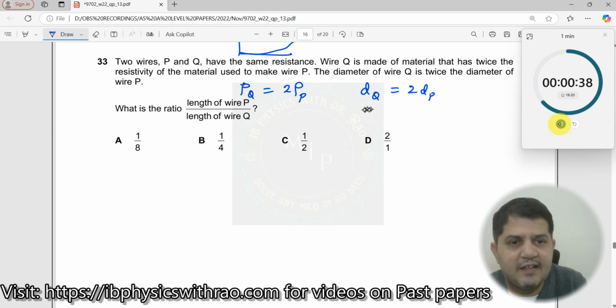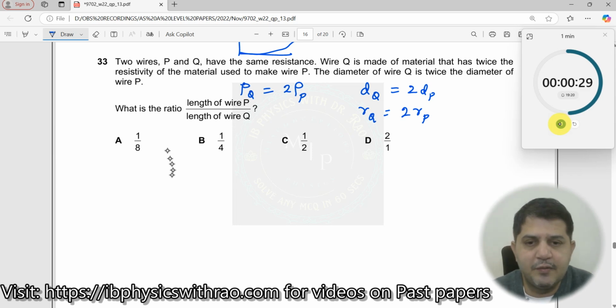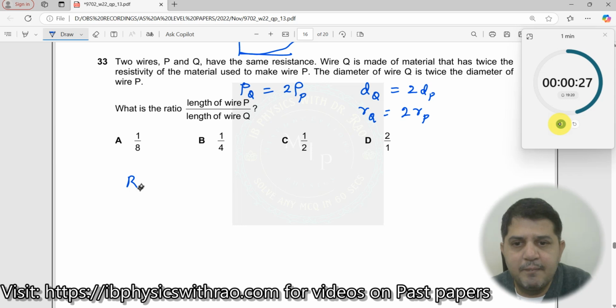So immediately I'll write the radius also. RQ is equal to 2 times RP. What is the ratio of the length of wire P by Q? So towards it, what do we do? We know RP is equal to RQ, which is already given.